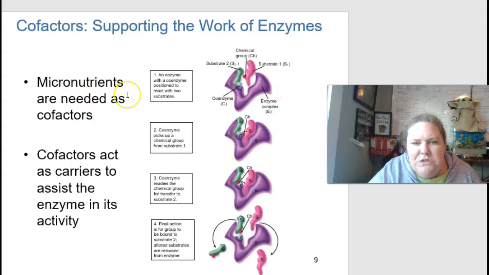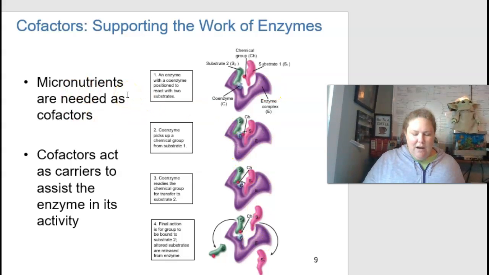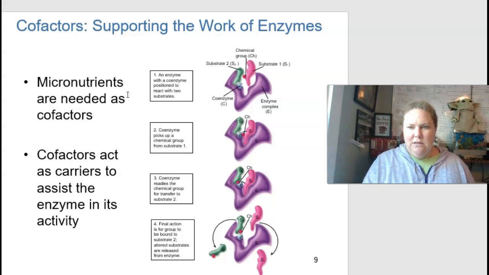Again, micronutrients are needed as cofactors, and they are just assisters. They're assistants.